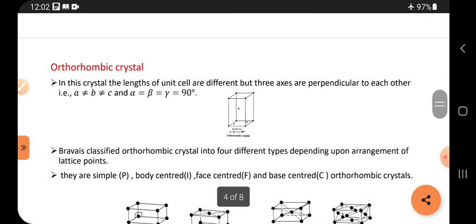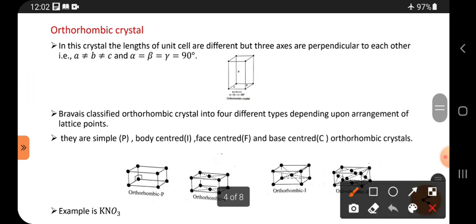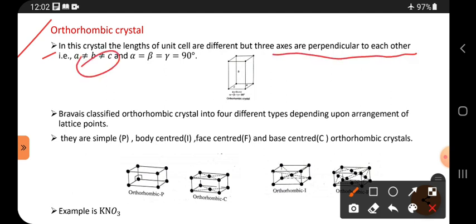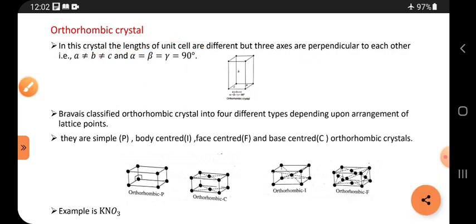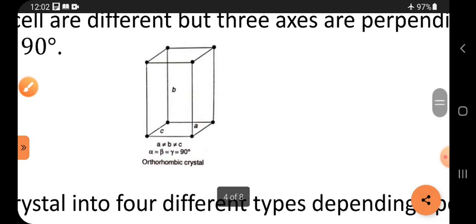Next, the third one, the orthorhombic crystal. In this crystal, the lengths of the unit cell are all different, but the three axes are perpendicular to each other. Here, the three lengths are different, but the axes are perpendicular to each other and equal. So this is the diagram.